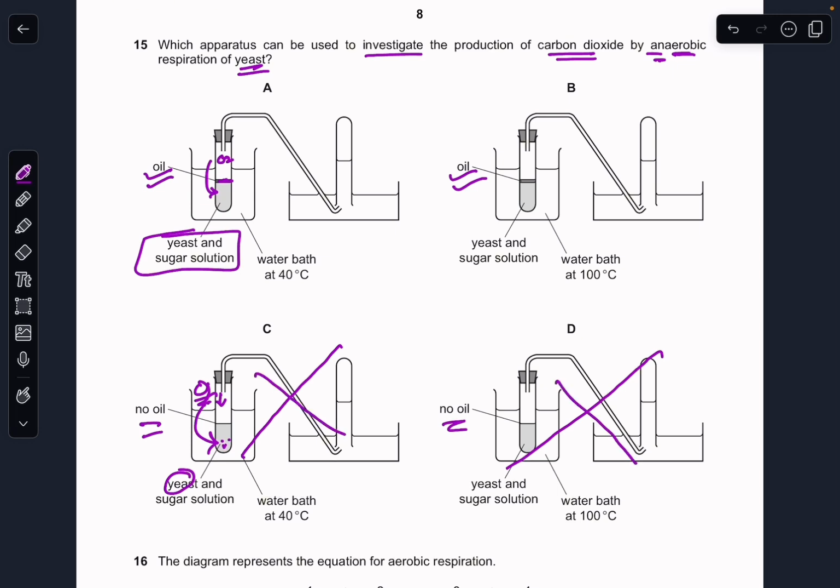Out of A and B, here the water bath is at 100 and the water bath here is at 40. Now yeast cells die at higher temperatures. So at 100 the yeast cells are going to die. There's not going to be any respiration by them. So 40 is the optimum temperature for them. So the answer is going to be A.